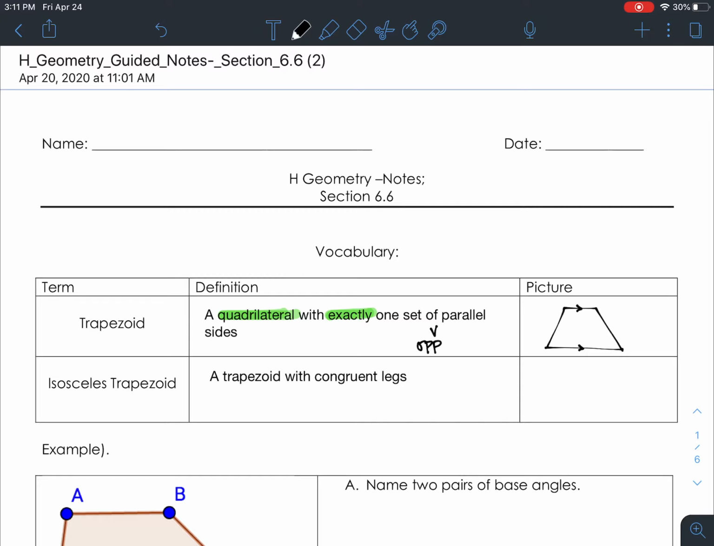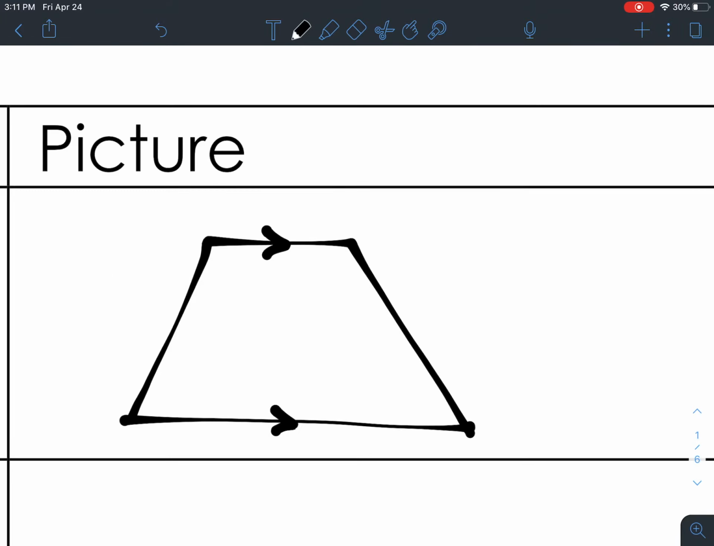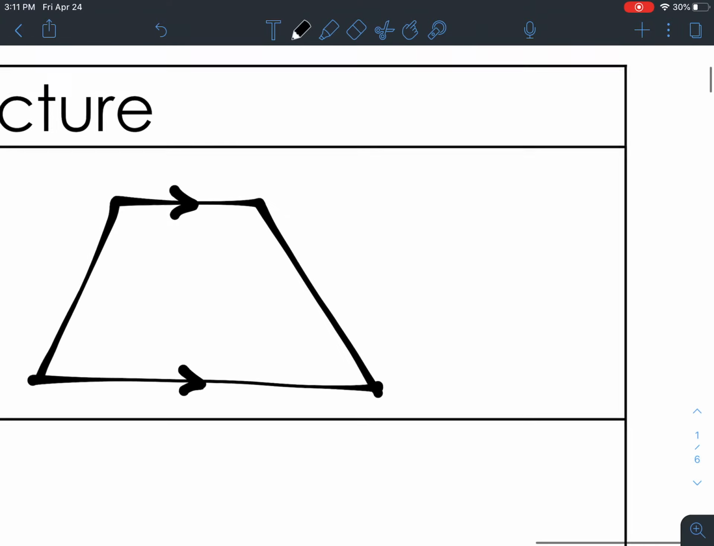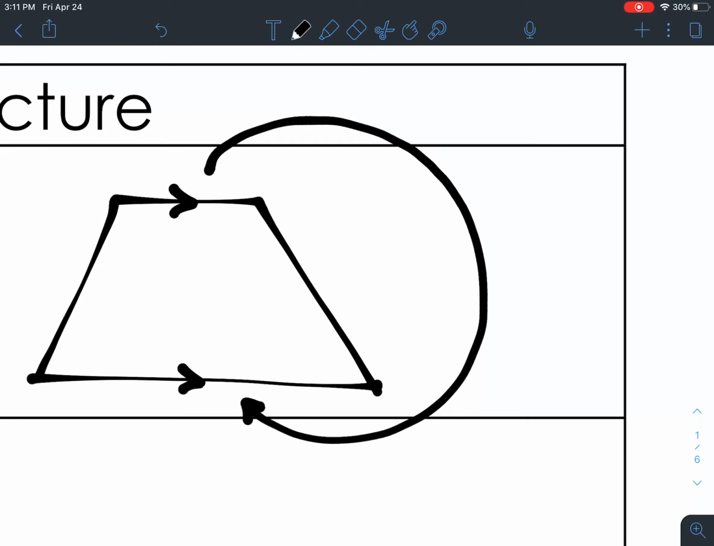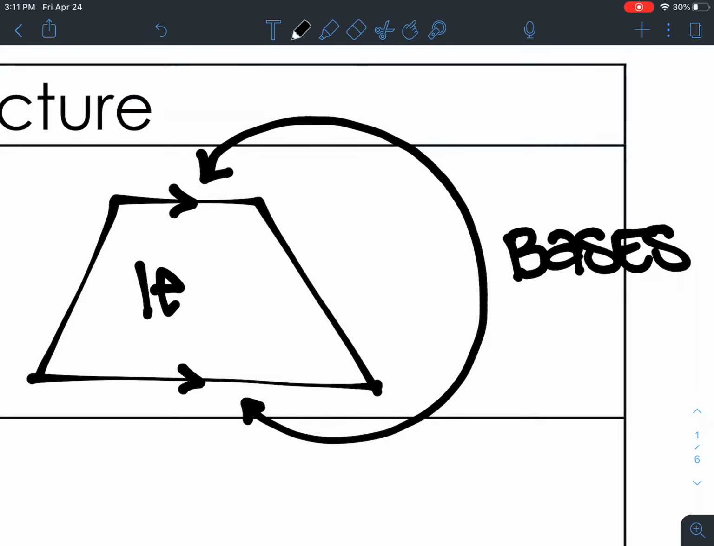Now, just to talk about some vocab here, we're going to talk about what we call these sides. So the two sides that are parallel right here are called the bases. So the opposite sides that are parallel are called the bases. And then the two that are non-parallel are called the legs. So these two sides right here are our legs.